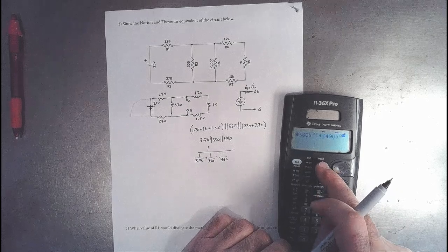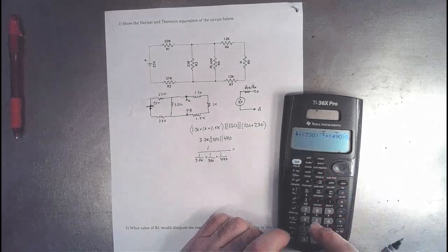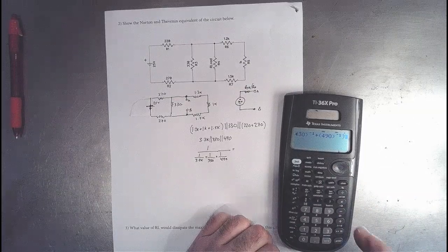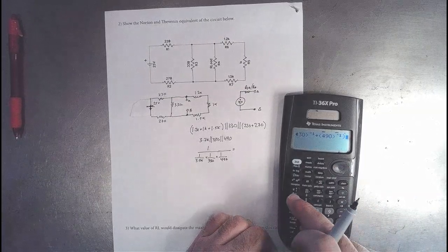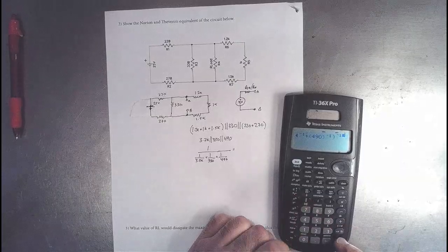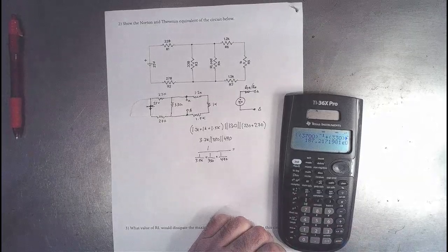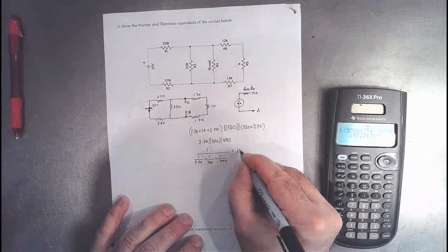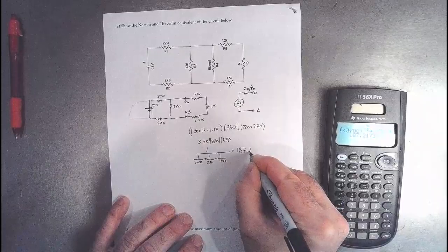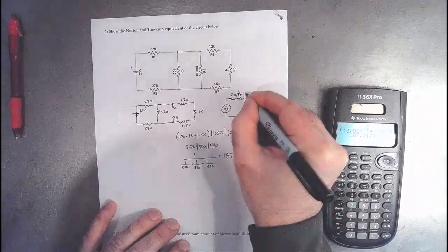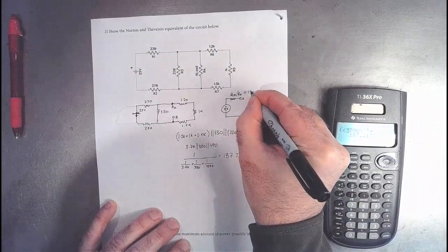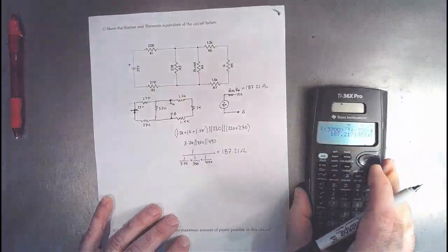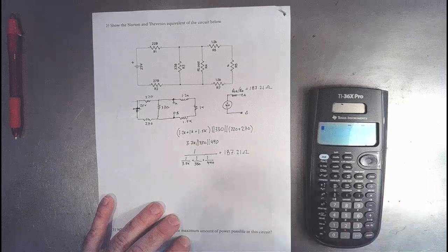Oops, I made a little typo there. Let me do that again. To the minus 1. There we go. Close it all in, and then everything to the minus 1. I'm getting 187.21. Okay. So that's R Thevenin. Let's find V Thevenin.